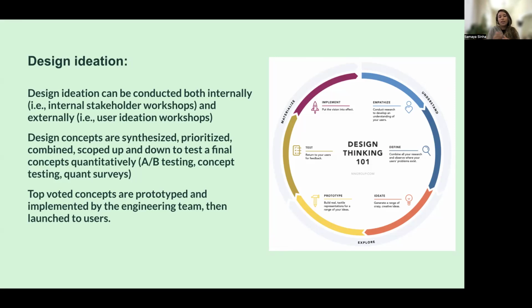So that's when we start to synthesize our design concepts, and we're prioritizing and combining ideas. We're scoping down our ideas and then finally testing a few concepts quantitatively. Usually we might use something like A/B testing, concept testing, or quant surveys to do this. And once the top concepts are voted on and prioritized, we start to prototype these concepts and implement some of our best concepts with the engineering team, and then start to get into expectations of what to launch and when to launch it.